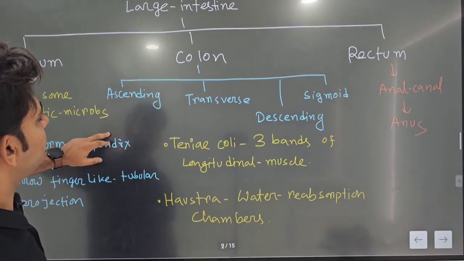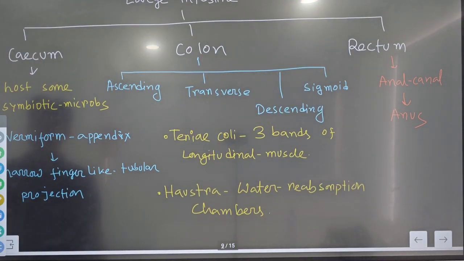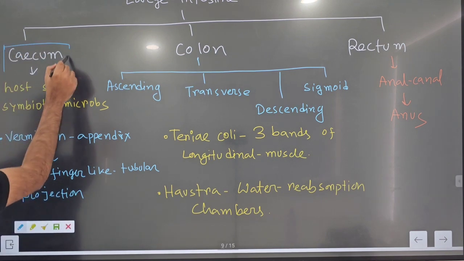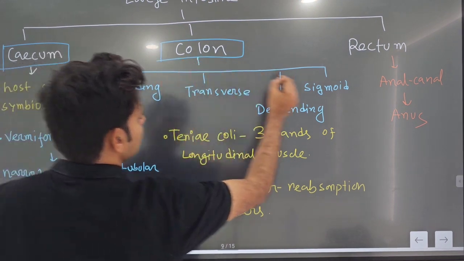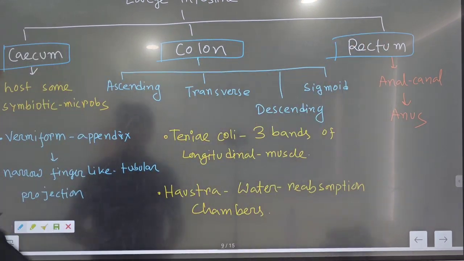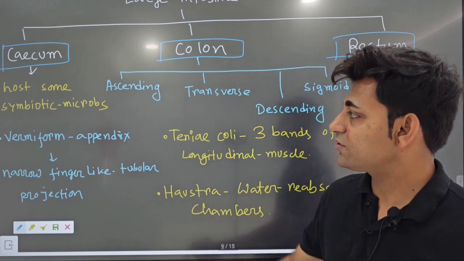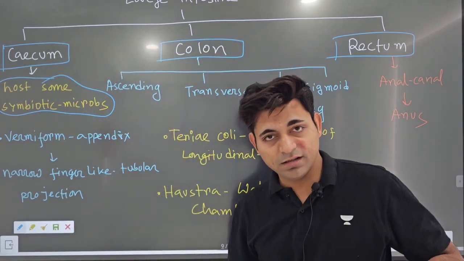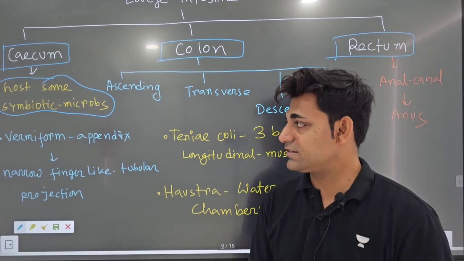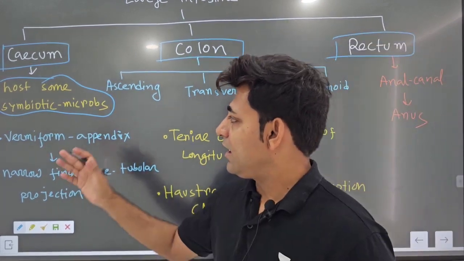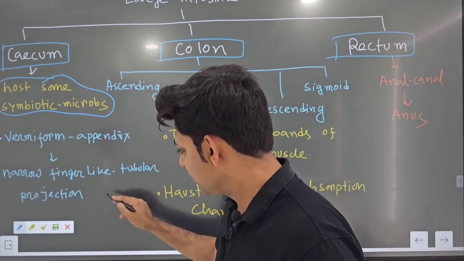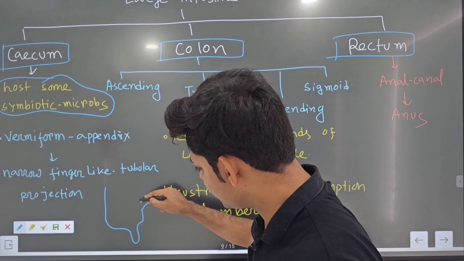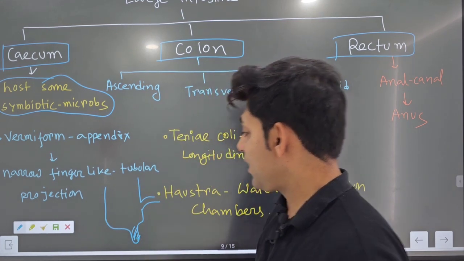So the large intestine has three parts: cecum, colon, and rectum. Cecum will host some symbiotic microbes. Okay, basically some symbiotic bacilli will be there. At the beginning of the cecum, there is a short finger-like structure. That is called vermiform appendix.